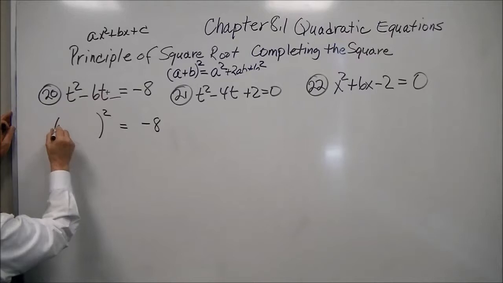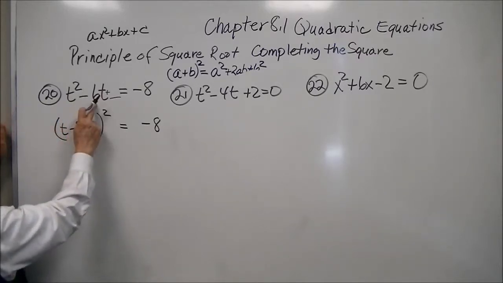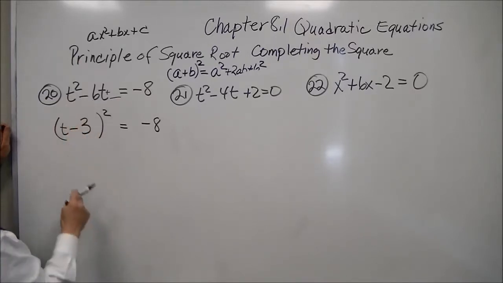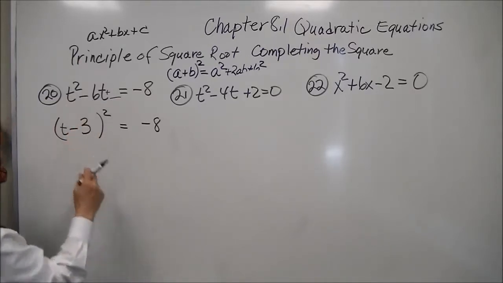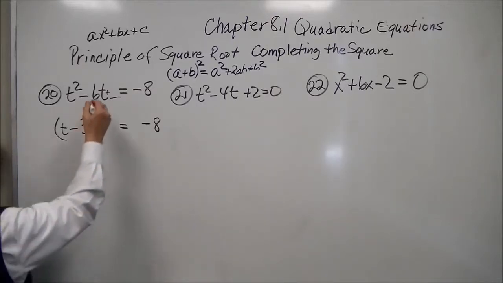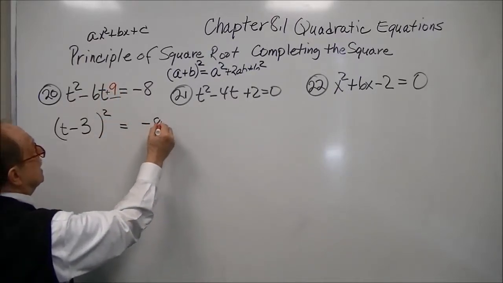And we know the t goes there. The minus sign goes there. What's half of 6? 3. Square 3. And I should use the color here of what I'm adding to both sides. And that's going to be a 9. So I'm adding a 9 there.